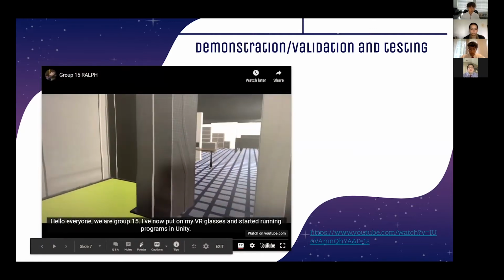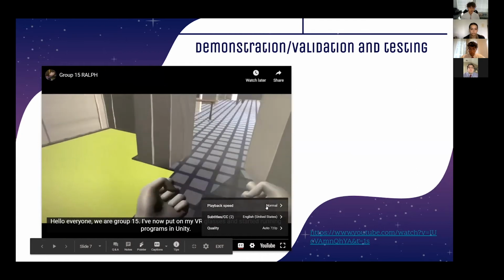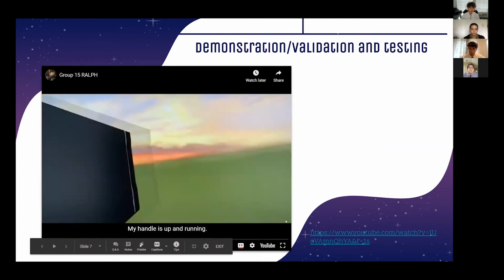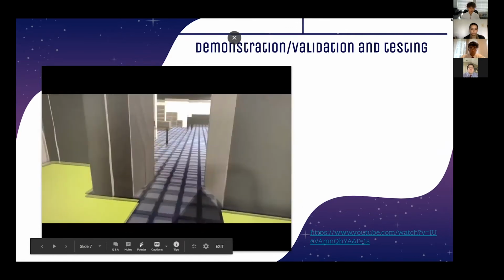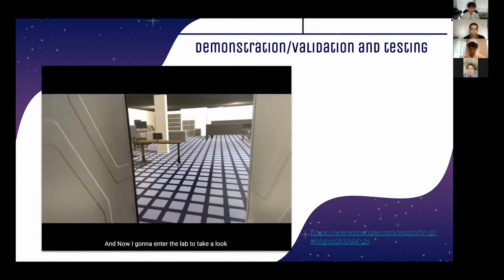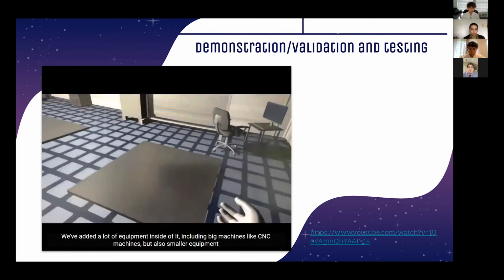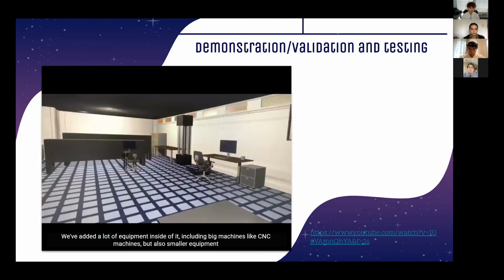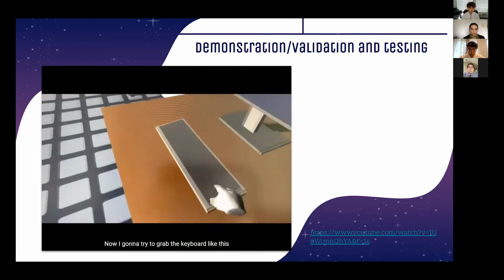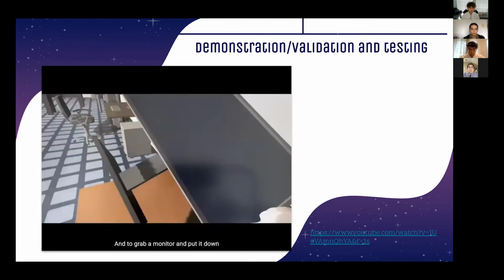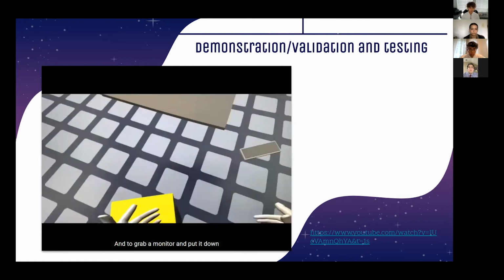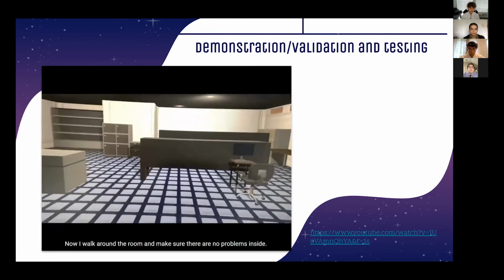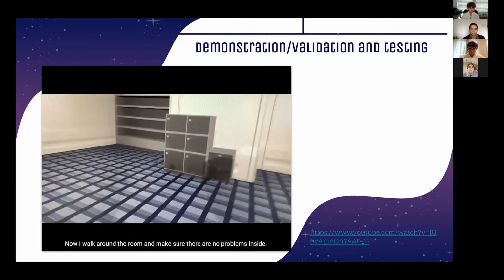Hello everyone, we're group 15. I'm now putting on my VR glasses and starting to run my program in Unity, and my handle is up and running, and I'm outside of the door of the laboratory. Now I'm gonna enter the laboratory to take a look. We have added a lot of equipment inside of it, including a big machine like a CNC machine, and also small equipment. Now I'm gonna try to grab a keyboard like this. So grab the monitor and put it down. The yellow square shows the area I occupied, which will be used later. And now I'm gonna walk around the room and make sure there's no problem inside.